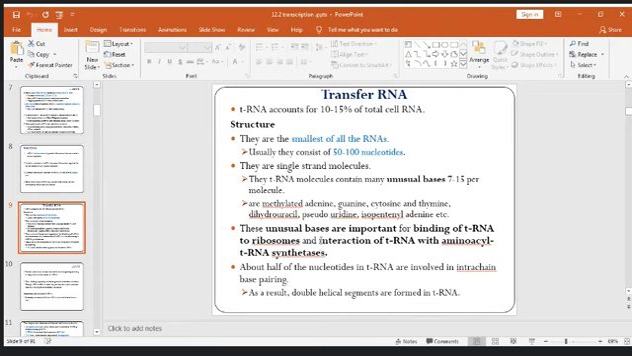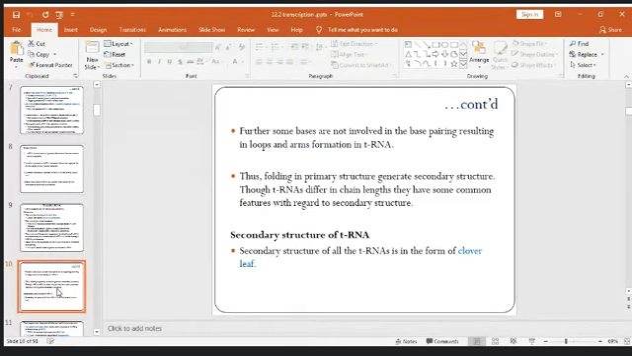So for the interaction of transfer RNA with the ribosomes as well as with the amino acid transfer RNA synthase enzyme, those unusual bases have their own function. About half of the nucleotides in the transfer RNA are involved in intrachain base pairing in order to form its own structure. As a result, double helical segments are formed in the transfer RNA, which we will see in the structure, and what I told you about the clover leaf structure of RNA. Further, some bases are not involved in base pairing, resulting in loops and arms formation in the transfer RNA.